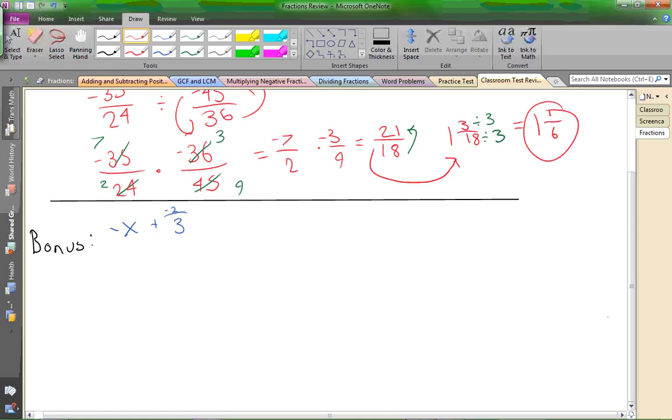Now for the bonus question. The first thing that we need to do is change this whole number into a fraction. We're going to do this by simply adding a 1 under it. And then copying over the other fraction.